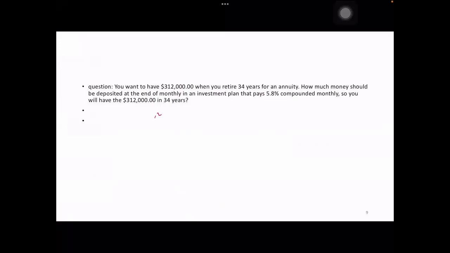So let's work this problem out. The question: you want to have $312,000 in 34 years, and it asks how much money should be deposited at the end of each month in an investment plan that pays 5.8% compounded monthly. So this is a saving annuity type of problem. Agree? That's because we deposit money into an account for future use. Okay, so this is a saving annuity.